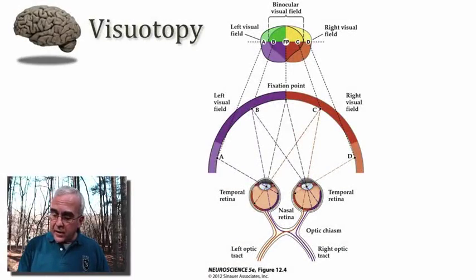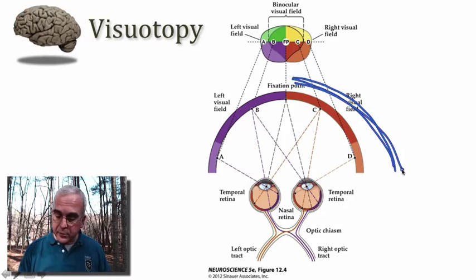So, consequently, if we follow the lines of projection back from this illustration, we see that objects out here to the right side of our fixation point are seen by the nasal portion of the right eye and the temporal portion of the left eye. Consequently, those portions of the two retinas need to send their information together in order to develop a coherent and congruous representation of that region of the visual world. That's where the optic chiasm comes in.